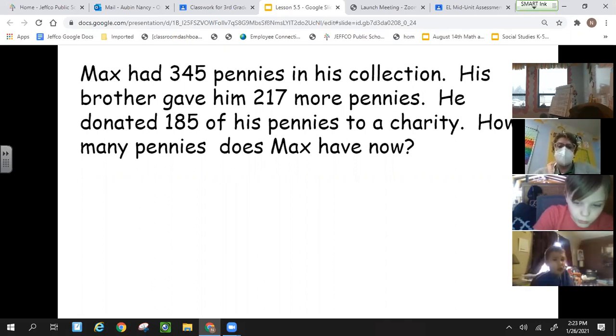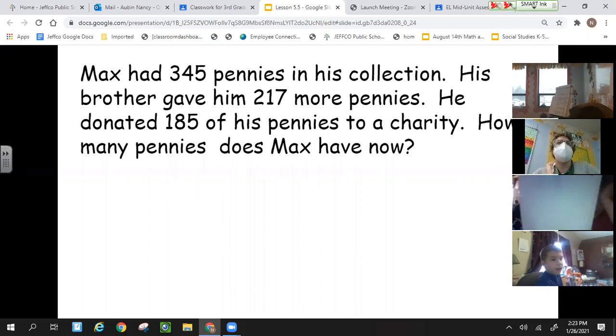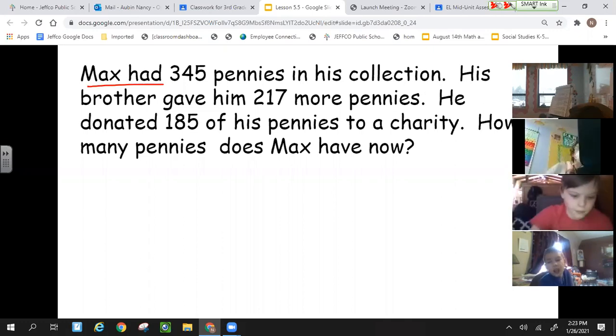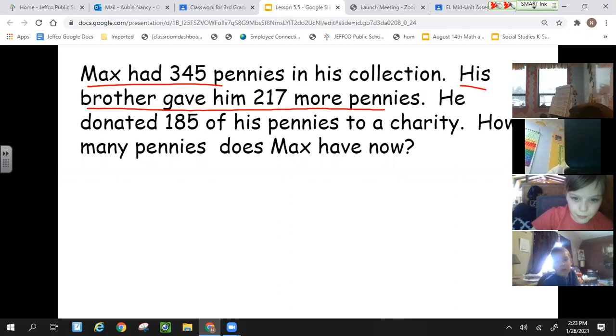Be careful, not right side down. I didn't say do the same operation to all of them, did I? I said you gotta read it, you gotta visualize. It's two steps, but I'm not saying. Here, I'm gonna read, get you thinking. Some of you just took the numbers and did something with them. Listen, Max had 345 pennies in his collection. His brother gave him 217 more. This is your first step.